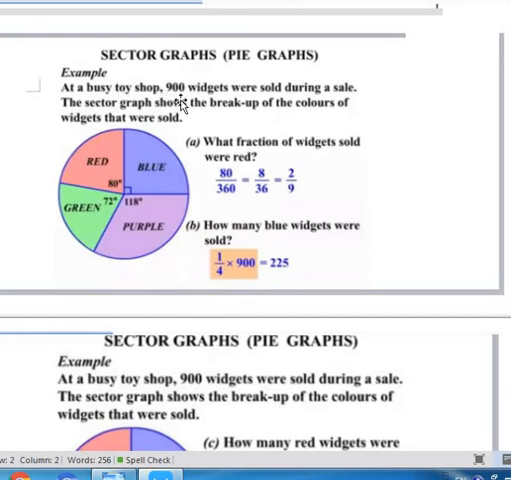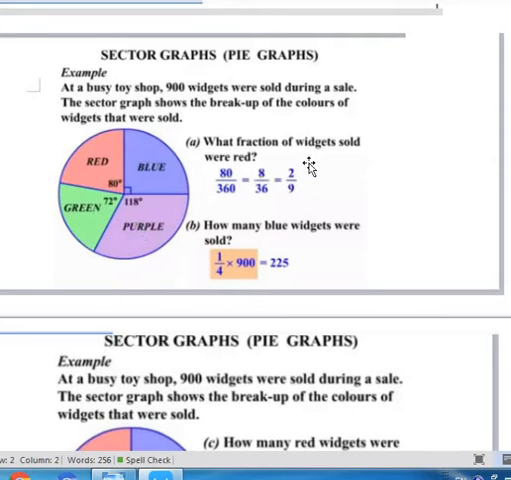Example: at a busy toy shop, 900 widgets were sold during a sale. The sector graph shows the breakup of the colors of the widgets that were sold. What fraction of widgets sold were red? We have here red 80. So what's the total here? The total angle here is 360 degrees. Miss, it's not mentioned here, but I know this information. The circle's angle is 360 degrees. The total angle of the full turn of the circle is 360 degrees.